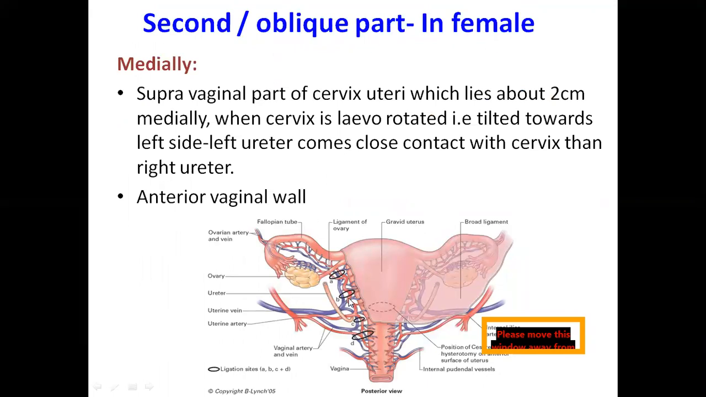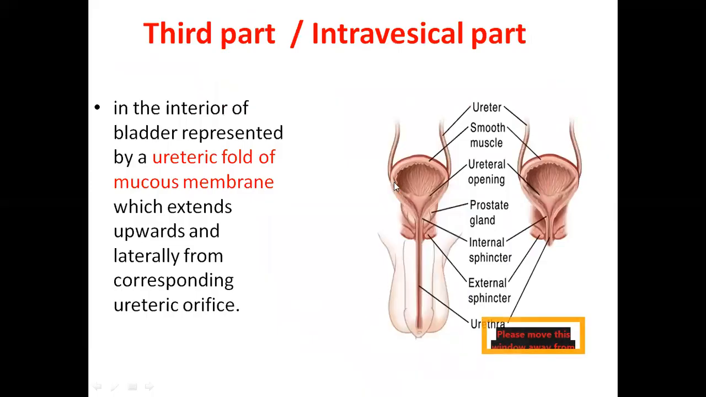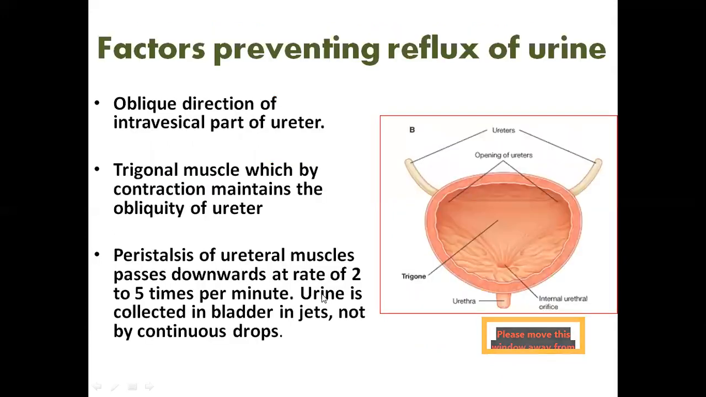So medially we have the supravaginal part of the cervix uteri, which lies about 2 centimeters medially, where the cervix is levo-rotated, that is, tilted towards the left side. Left ureter comes close in contact with the cervix than right ureter. It's related to the anterior vaginal wall. Third part is intravesical, in the interior part of the urinary bladder, represented by the ureteric fold of mucous membrane, which extends upwards and laterally from the corresponding ureteric orifice.